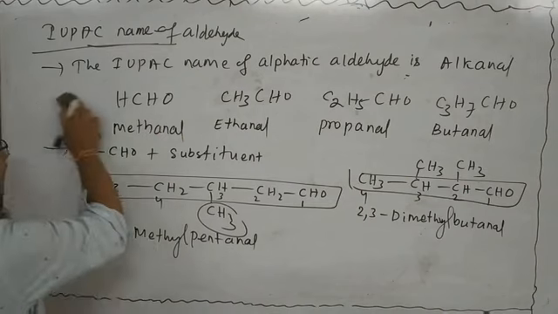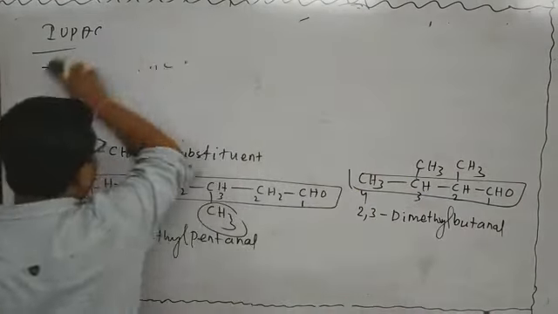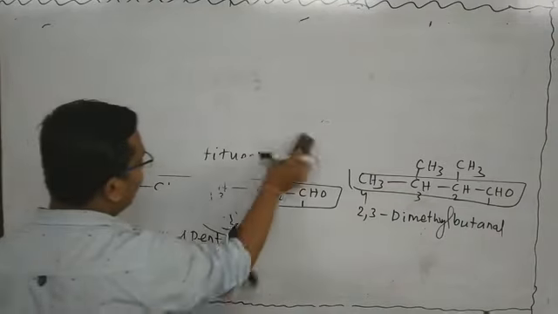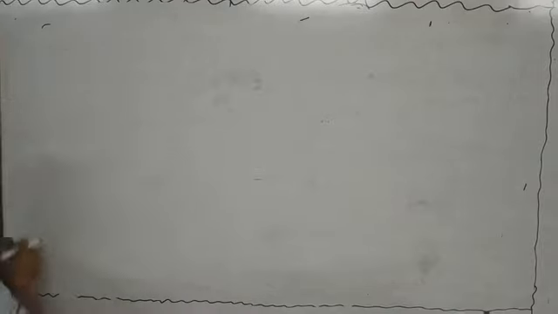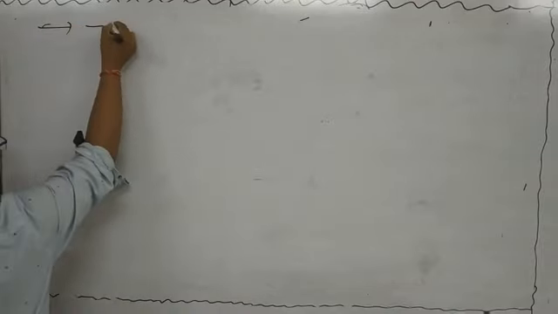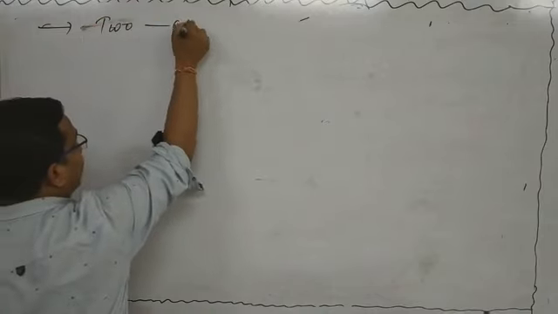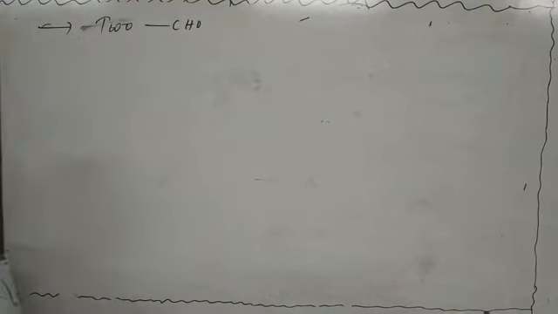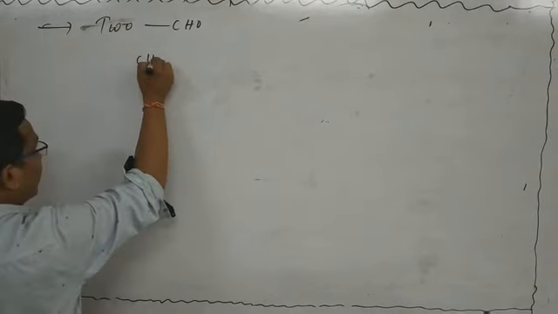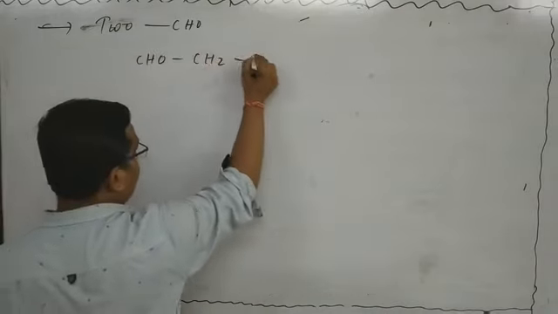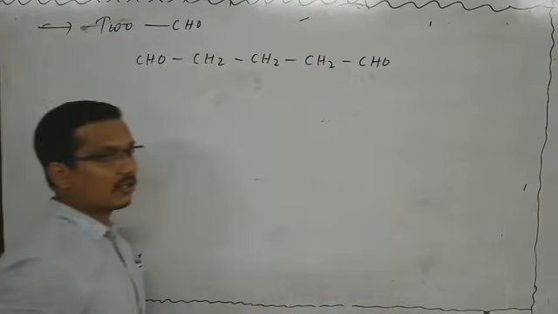Suppose an organic compound contains 2 CHO groups. What will be the name of this compound? Two CHO groups contained by an organic compound. Let me discuss this point with an example. CHO, CH2, CH2, CH2, CHO. Then what will be the name of this compound?